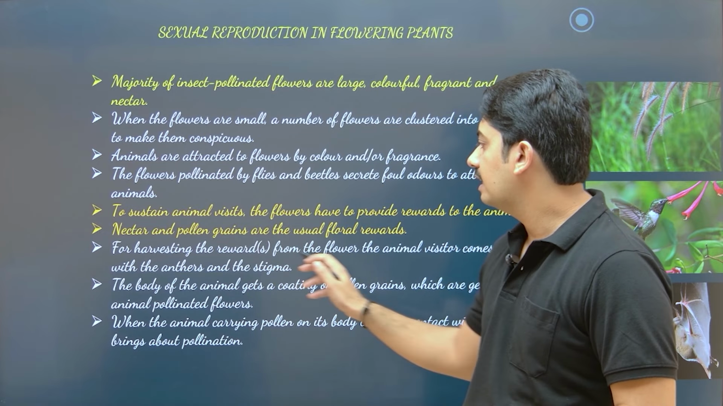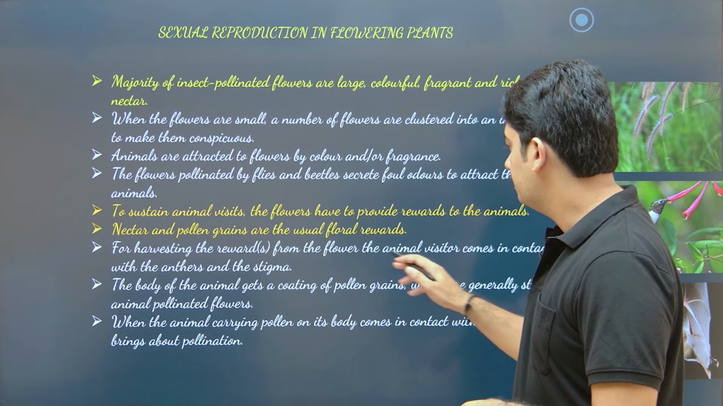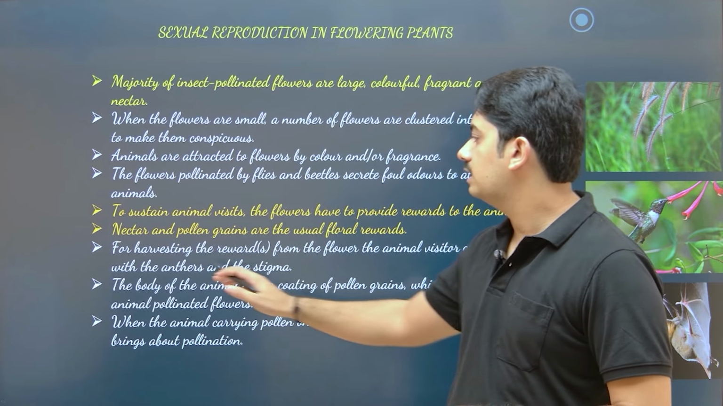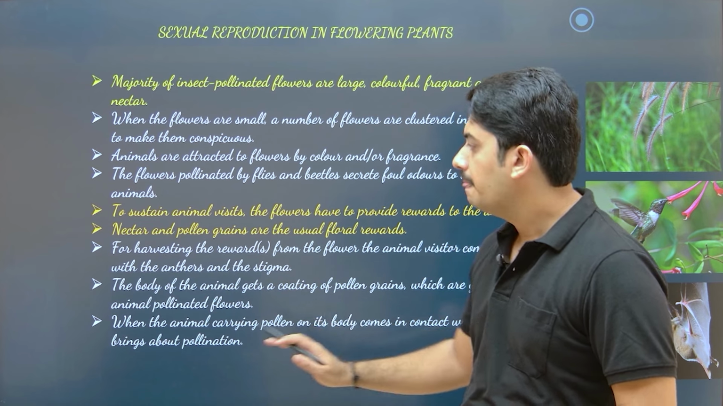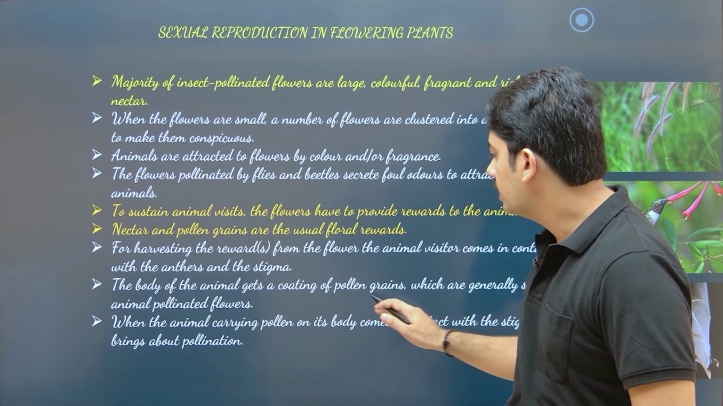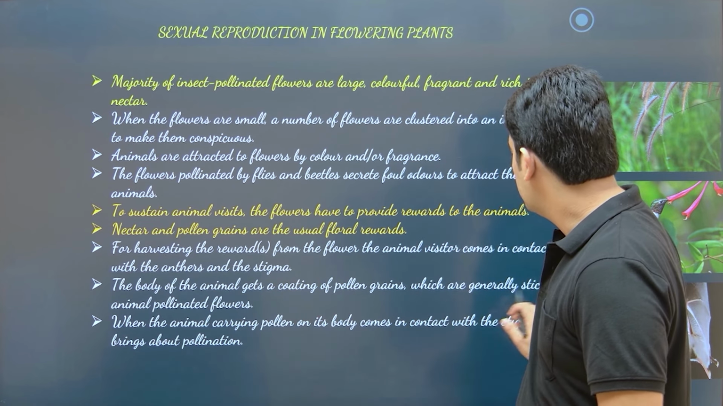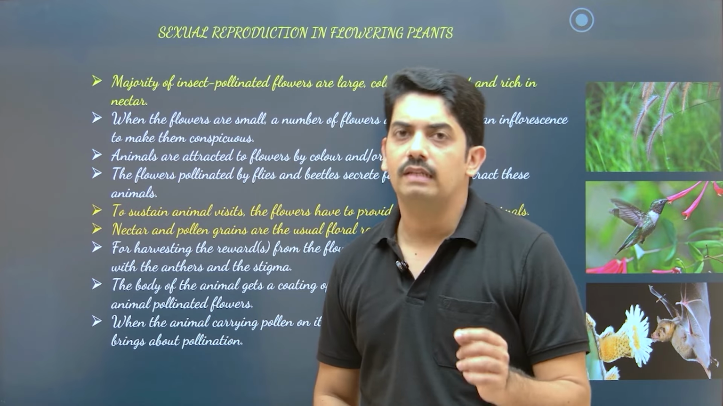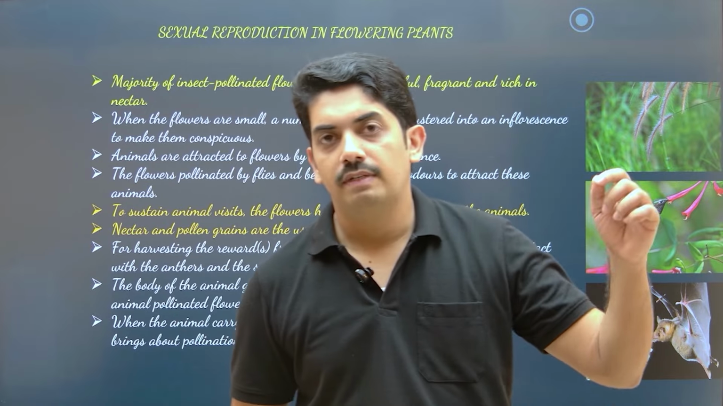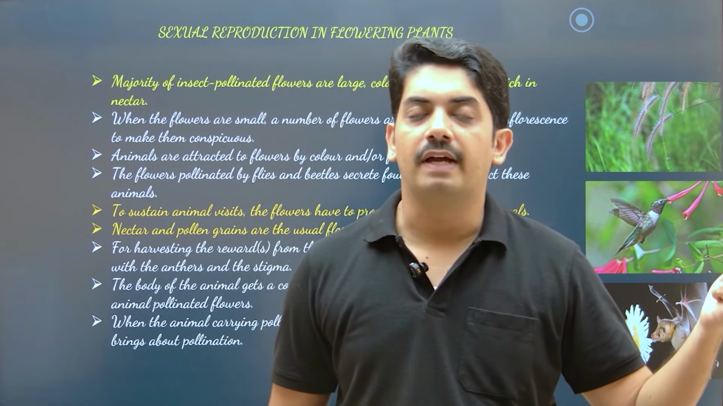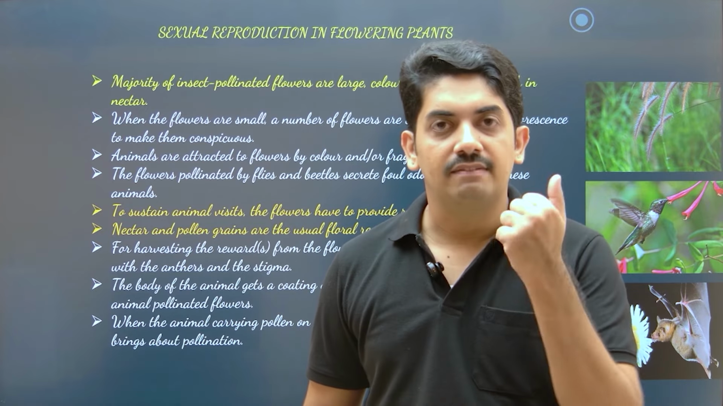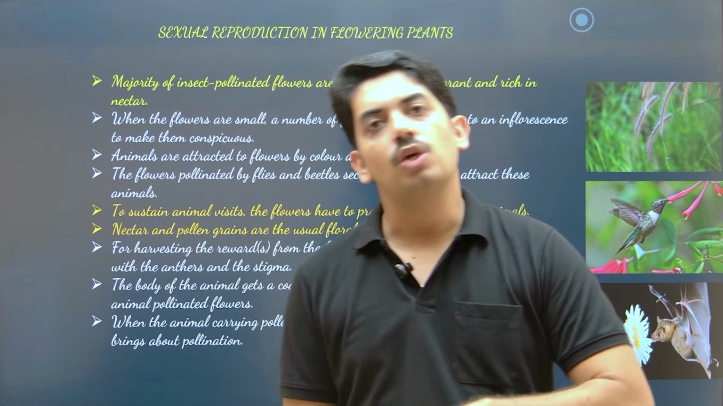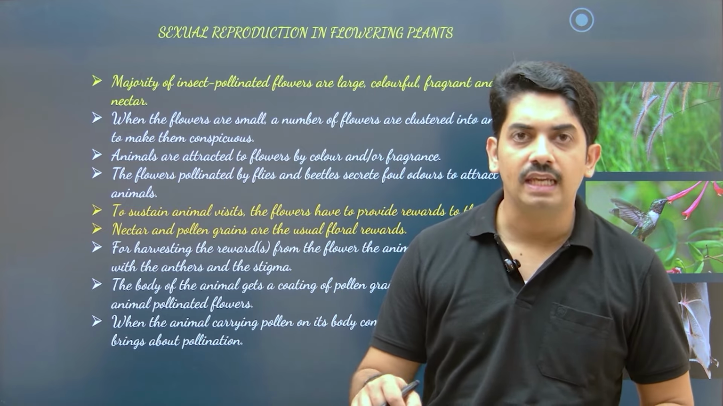For harvesting the rewards from the flower, the animal visitor comes in contact with the anther and the stigma. The body of the animal gets coated with pollen grains, which are generally sticky in animal-pollinated flowers. So one thing we need to remember: when we studied the abiotic factor like wind pollination, there we studied that pollen grains are non-sticky and lightweight, but here it is opposite. Here pollen grains are sticky and heavy.